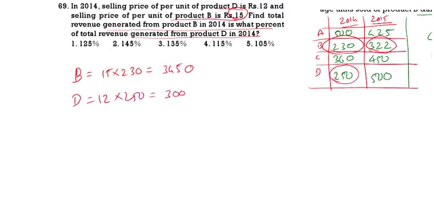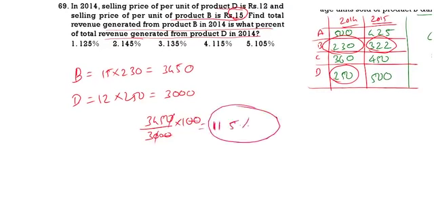Now B is what percent of D? So 3450 by 3000 into 100. It is 115%. 115%. Now see the next one.